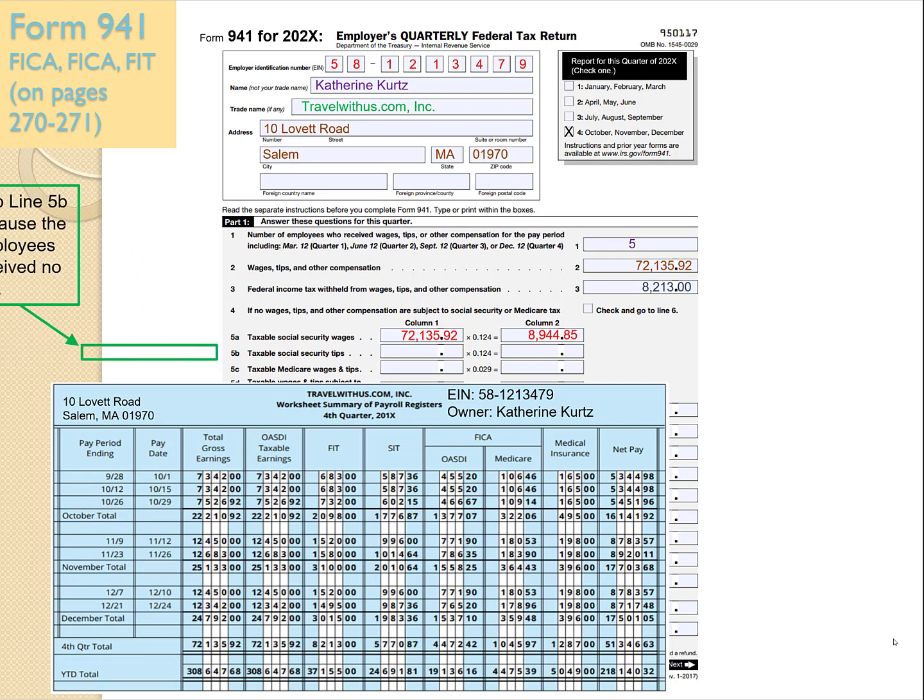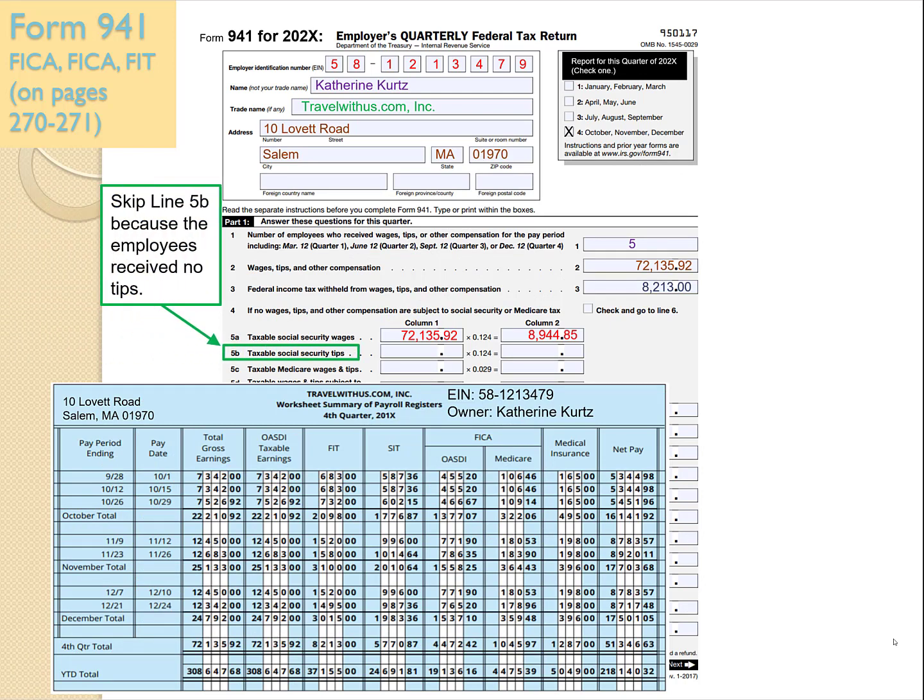Line 5B, taxable Social Security tips. We're going to skip this because the employees received no tips.